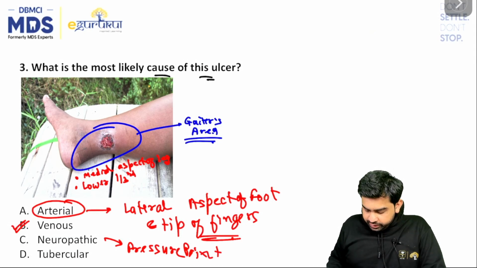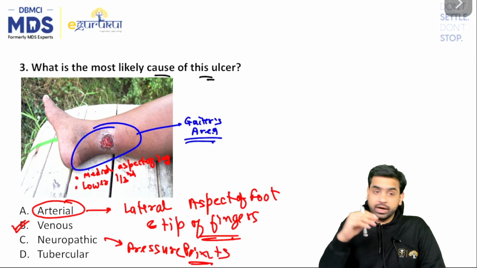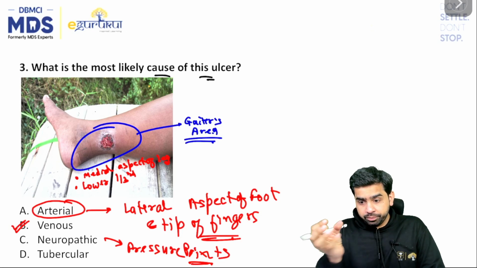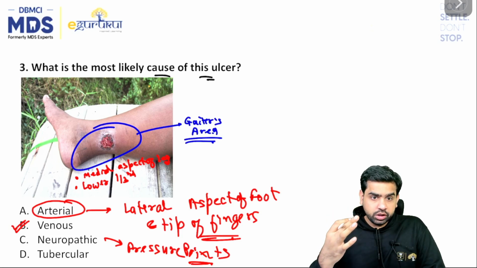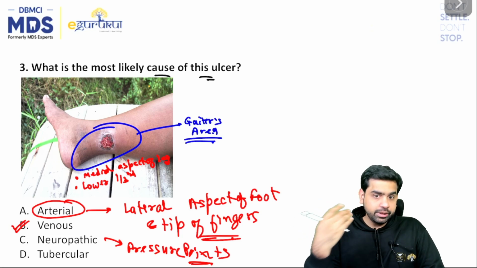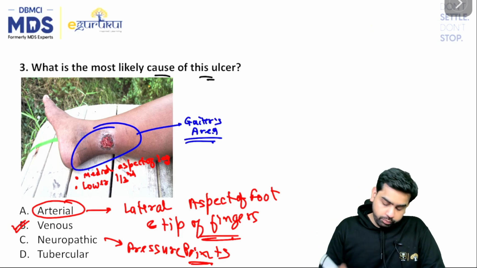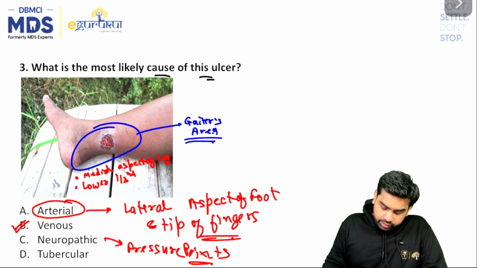Now, very recently there was an exam in which they had shown a very deep ulcer at the heel. And what was that? That was basically a neuropathic ulcer. So that is what you need to understand over here. Tuberculous ulcer can occur at any place, but in the cervical region it is common. Another important thing you need to understand about these is the edges of the ulcer.